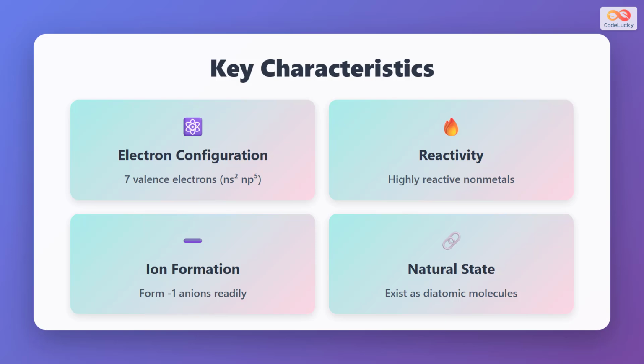All halogens share several key characteristics. First, they have 7 valence electrons in their outermost shell, following the configuration ns² np⁵. This electron configuration makes them highly reactive nonmetals, as they need just one more electron to achieve a stable octet. They readily form -1 anions by gaining that single electron. In nature, halogens exist as diatomic molecules, meaning 2 atoms bonded together, like F2 or Cl2. This is because they are so reactive that they immediately bond with another atom of the same element.